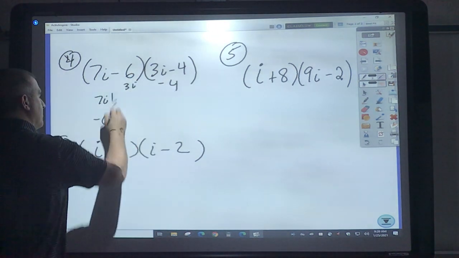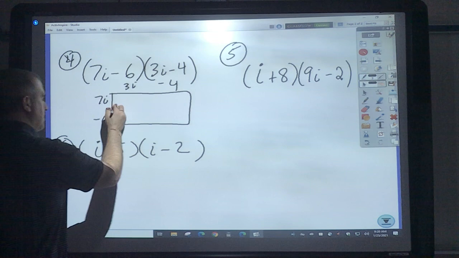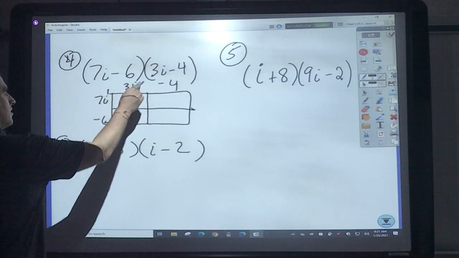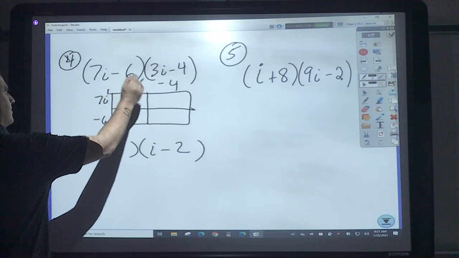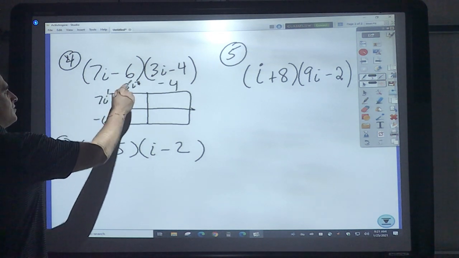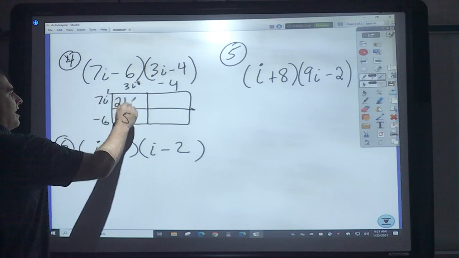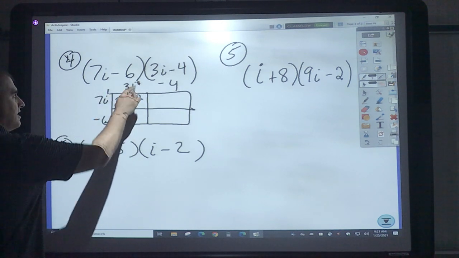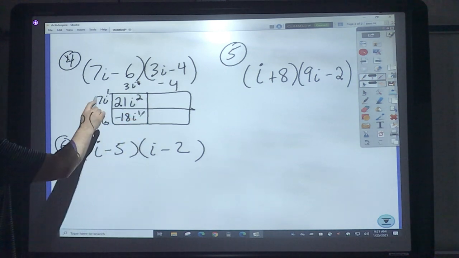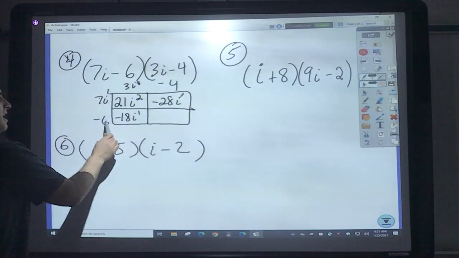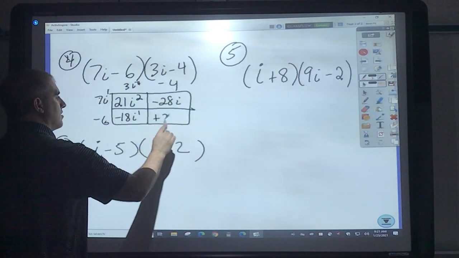So draw the big box. Divide up the terms. So what I would do is put these ones here. 7 times 3 would be 21. Add the i's would give me i squared. 3 times negative 6 would give me negative 18, I just have i to the first there. 7 times negative 4 would give me negative 28 with just an i. And negative 6 times negative 4 would give me positive.